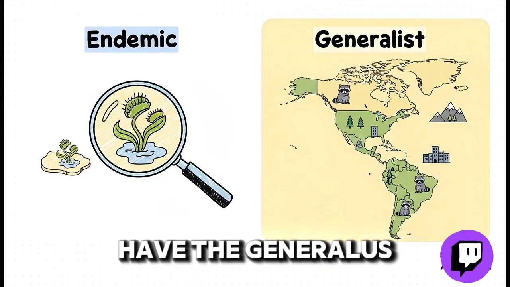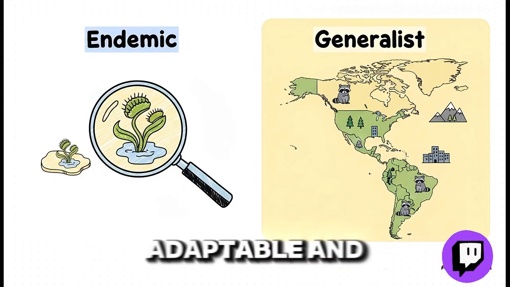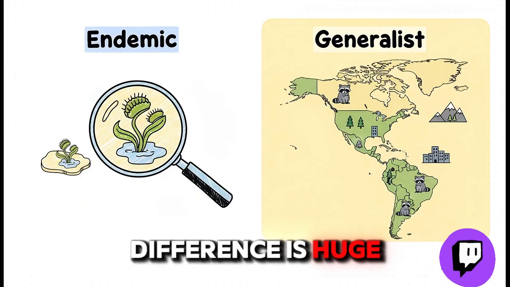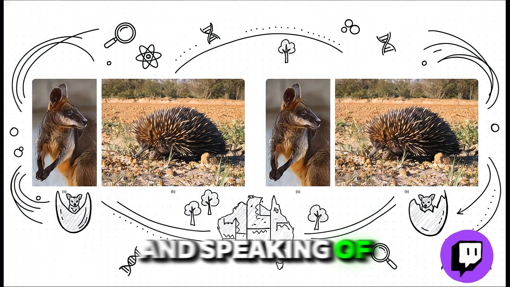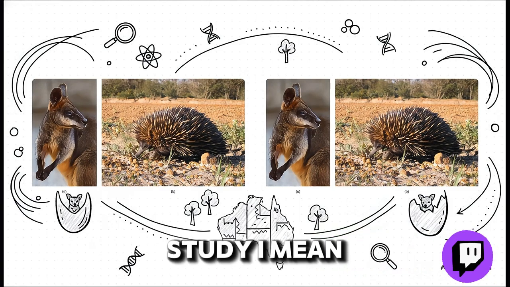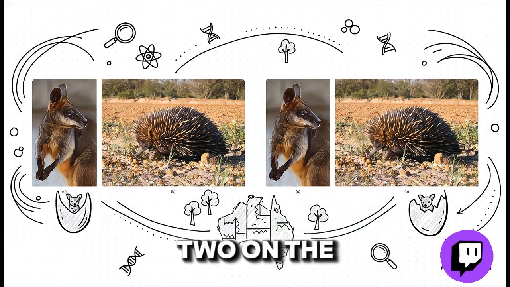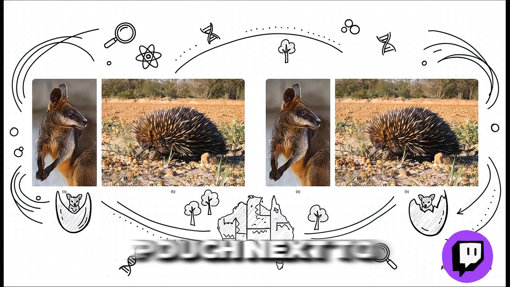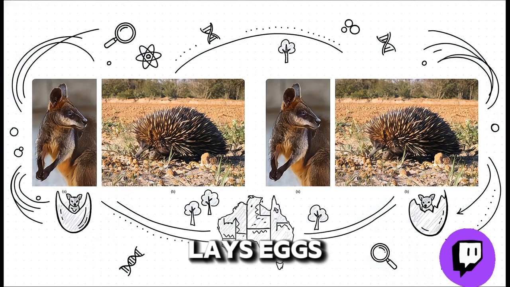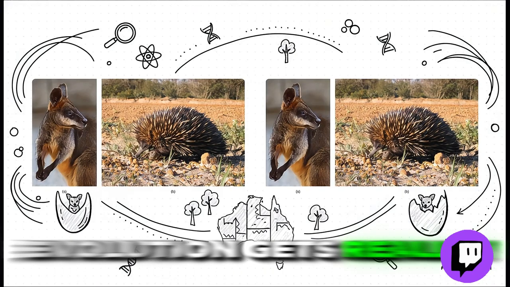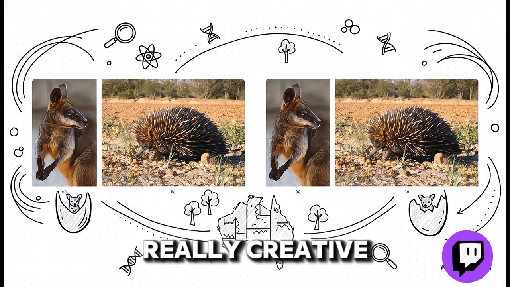And then you have the generalists, like a raccoon, that are super adaptable and can pretty much live anywhere. Understanding that difference is huge. And speaking of endemic species, Australia is like the ultimate case study. I mean, look at these 2. On the left, a wallaby, and on the right, an echidna. You've got a mammal with a pouch next to a mammal that lays eggs. When you isolate a whole continent for millions of years, evolution gets really, really creative.